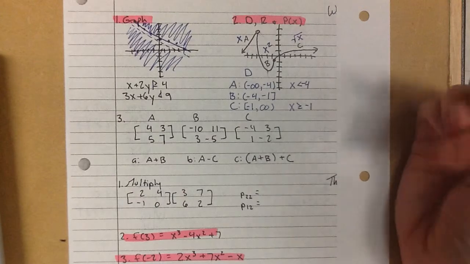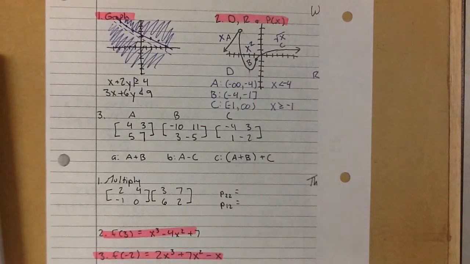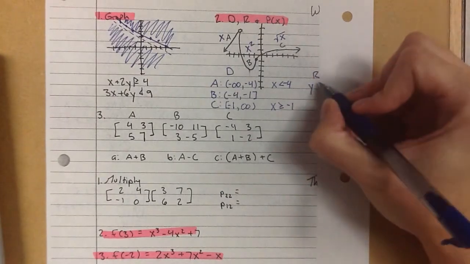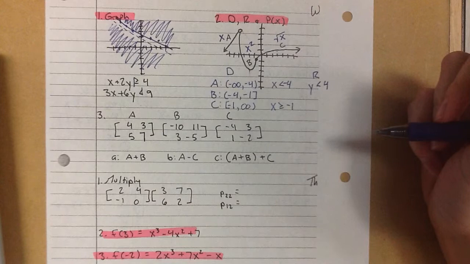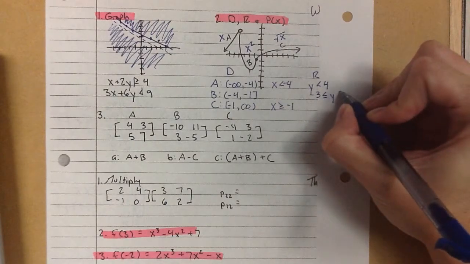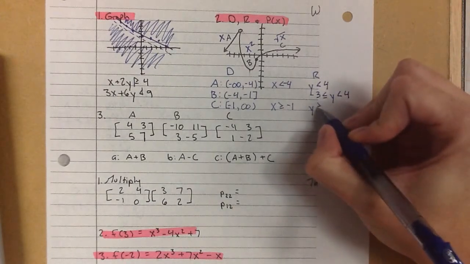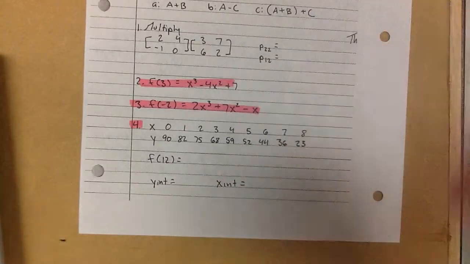So if we're going to do the range with inequalities, what's the range for A? Y is less than 4. What's the range for B? -3 is less than or equal to y, which is less than 4. And C? Y is greater than or equal to -4. Are there any questions on where that stuff came from? You're sure? Okay. 2, 3, and 4. Okay.